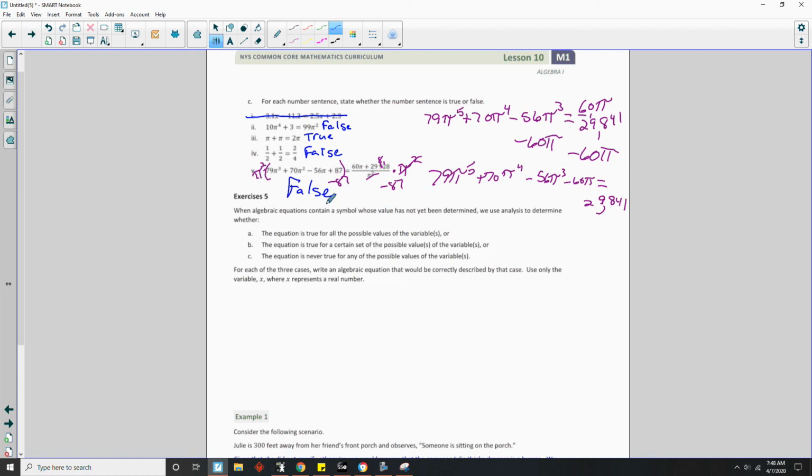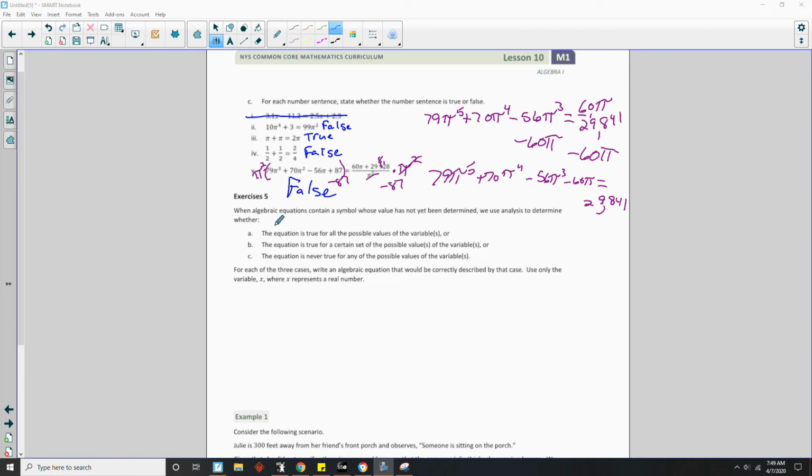Okay. Exercise 5 says, when algebraic equations contain a symbol whose value has not yet been determined, we use analysis to determine whether A, the equation is true for all possible values of the variables, or B, the equation is true for a certain set of possible values of the variables, or C, the equation is never true for any of the possible values of the variables. For each of the three cases, write an algebraic equation that will be correctly described by this case. Use only the variable x when x represents a real number.